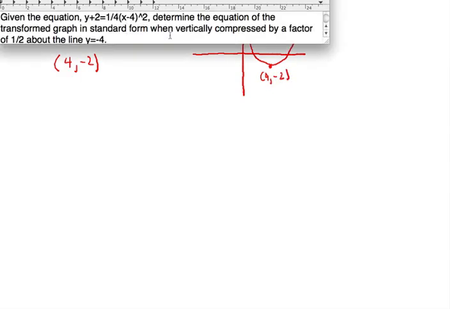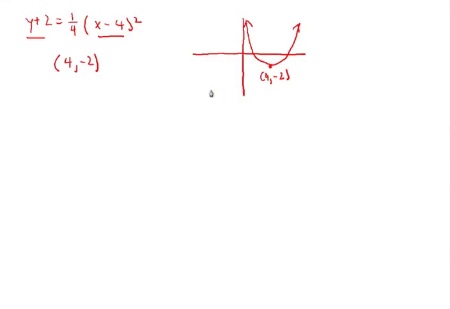Going back to the question, it says it's vertically compressed by a factor of 1/2 about the line y is equal to -4. So we'll draw the line y is equal to -4. It'll be somewhere down here, like that. That line represents y is equal to -4.